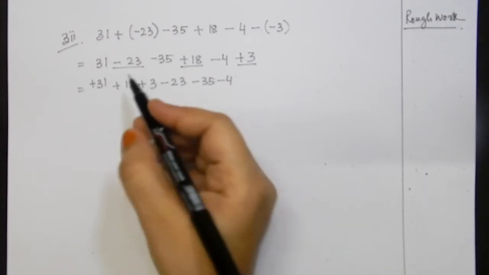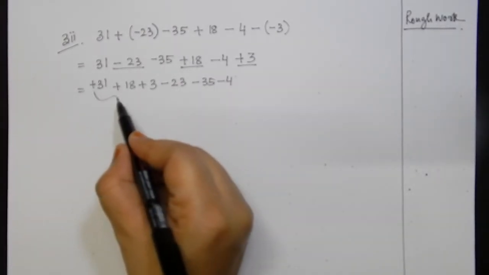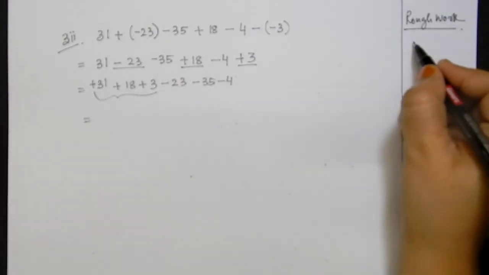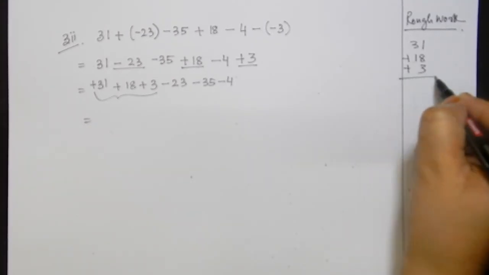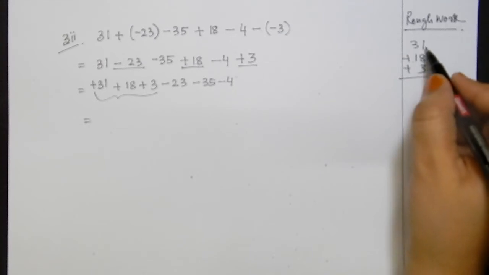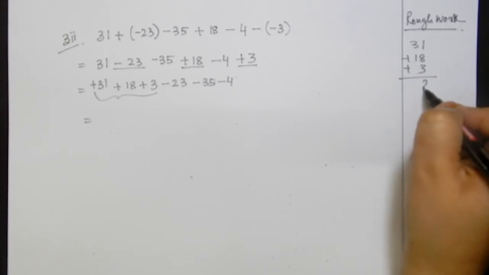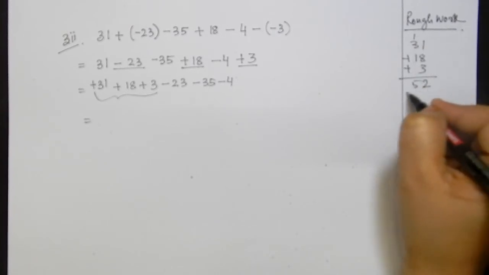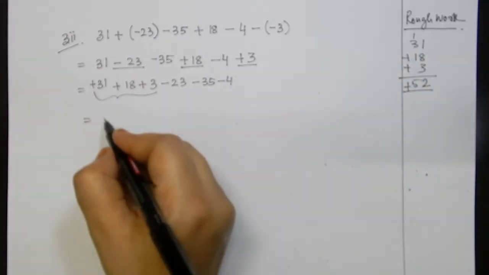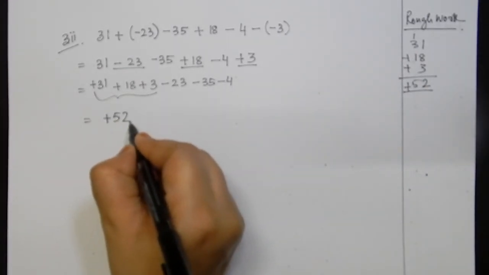So first we are going to find the sum of all the positive numbers. So that is 31 plus 18 plus 3. So this is 1 plus 8, 9, 9 and 3, 12, carry 1, and 3, 4, 5. 3 and 1, 4 and 1, 5. So that is plus 52. Why? Because all positive, that is why plus 52.